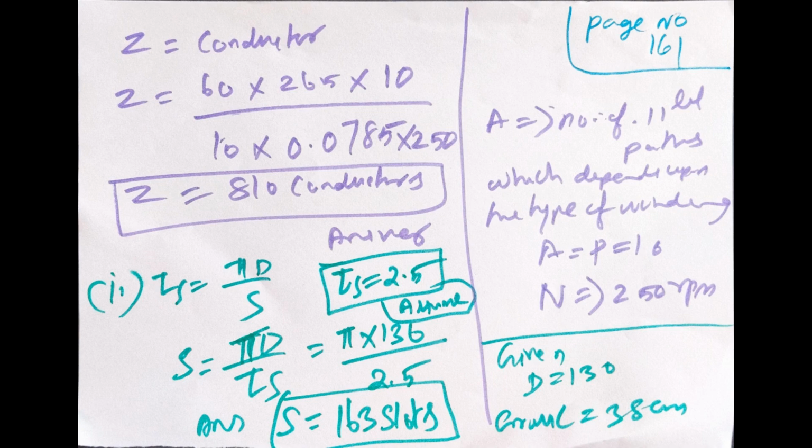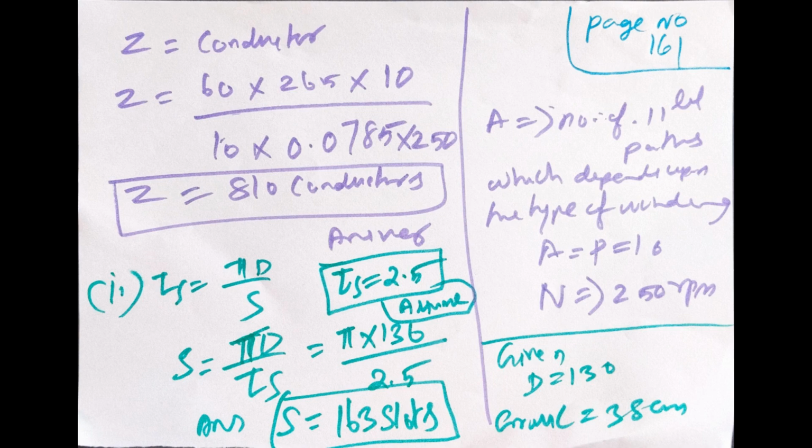Z is equal to 60 into 265 into 10 divided by 10 into 0.0785 into 250. Capital A is the number of parallel paths, which depends upon the type of winding. For lap winding, A is equal to P, number of poles, which is 10. Given value N is equal to 250 RPM. Putting these values, we find Z is equal to 810 conductors.